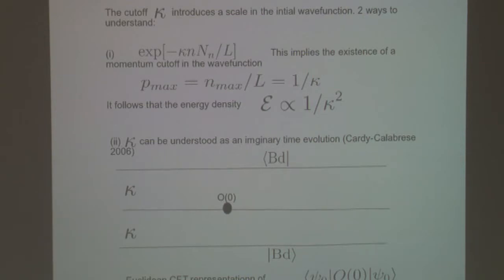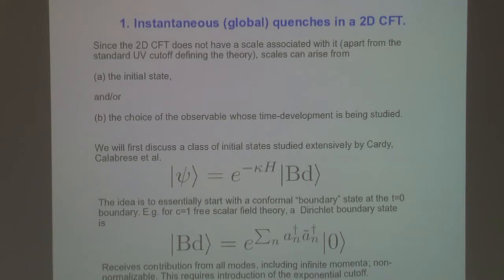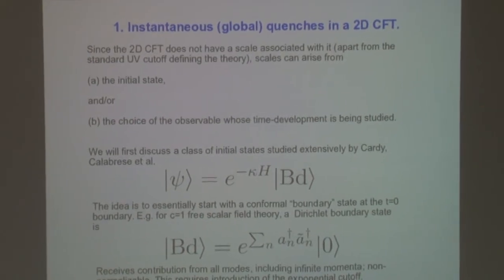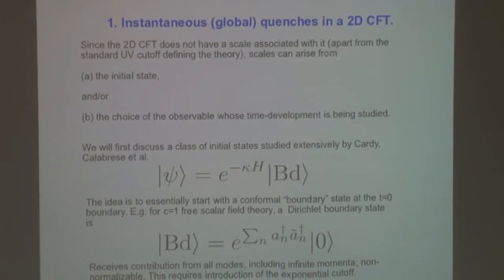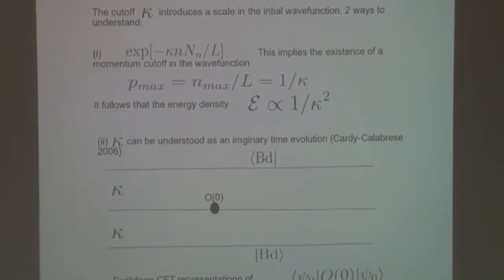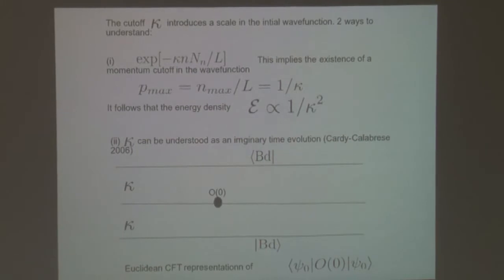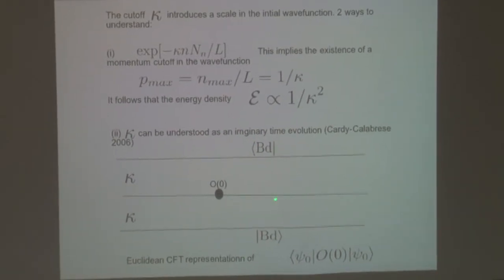However, there is a way of understanding this cutoff which was introduced by Calabrese and Cardy in 2005. In fact, that is much more elegant than all of this: you think of this kappa as a Euclidean time evolution, as an imaginary time evolution. That point of view immediately makes all the calculations very simple by using some tricks of conformal field theory.